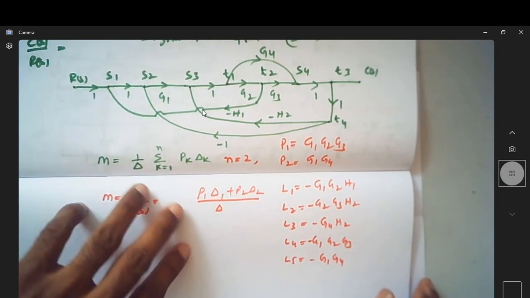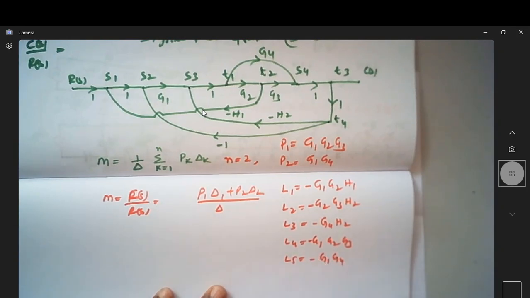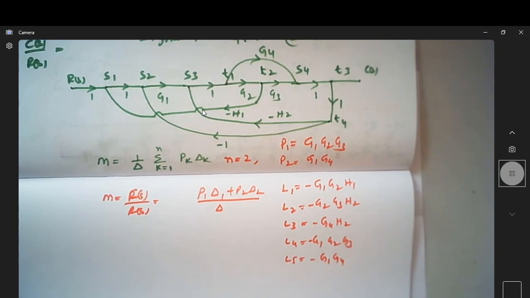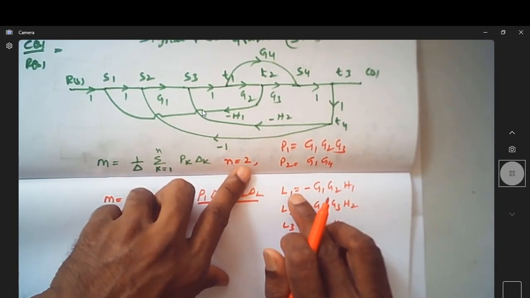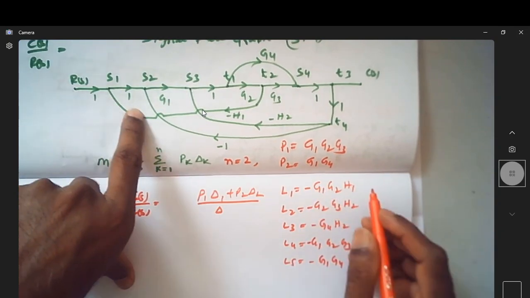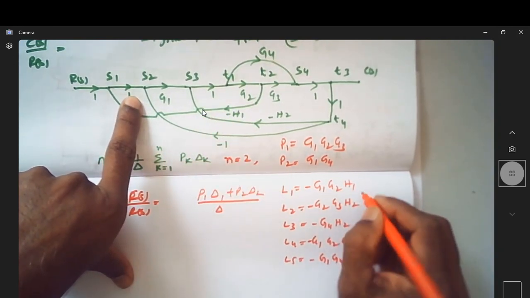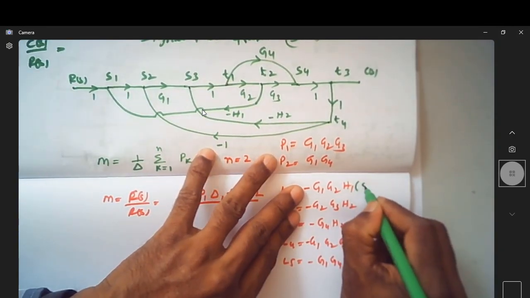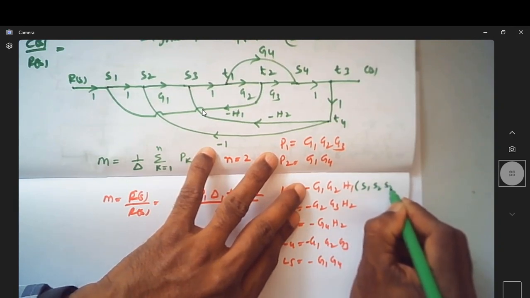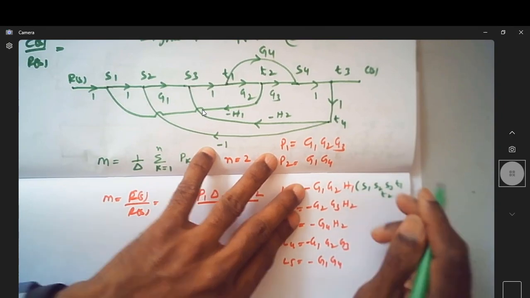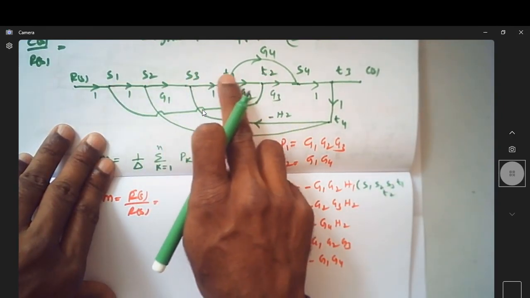Any other loops? I hope these many loops are there. Then, are there any non-touching loops? If you can see here, there are no such loops which don't possess a common node. Maybe you can write here the nodes associated with L1. Since we name L1 as this one, that is G1, G2 minus H1, the nodes associated are S1, S2, S3, T1, T2.